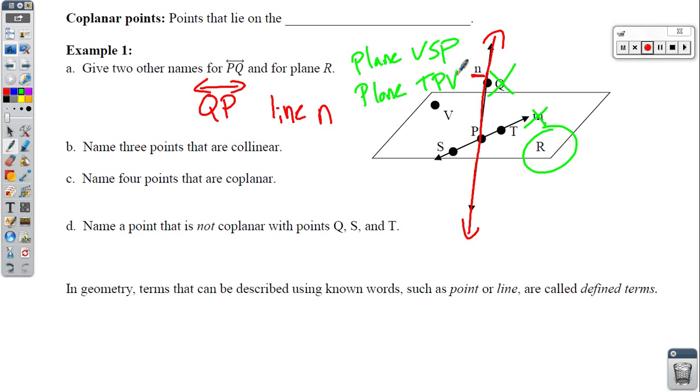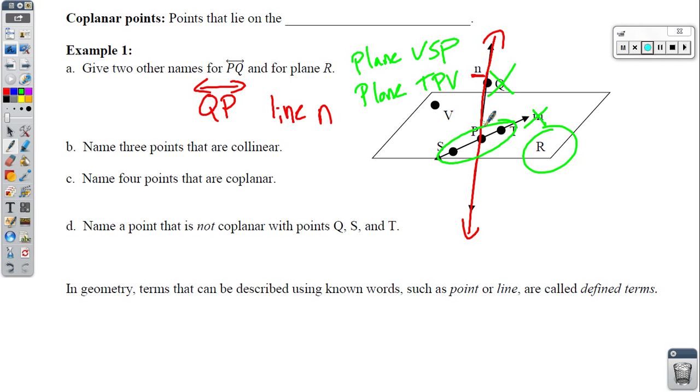All right, part B, 3 points that are collinear, so 3 points that are all on the same line. Well, looking here at S, P, and T, all 3 of those are on the same line. So 3 collinear points would be S, P, and T. Now V would not be collinear with those because V is not on the same line.